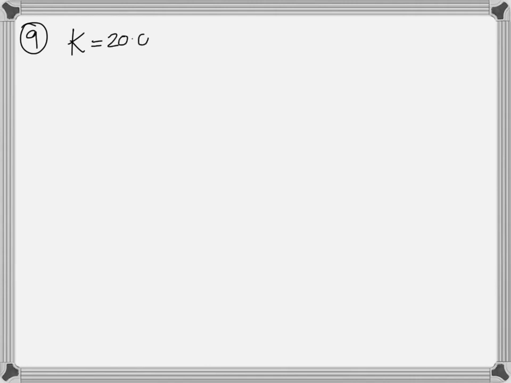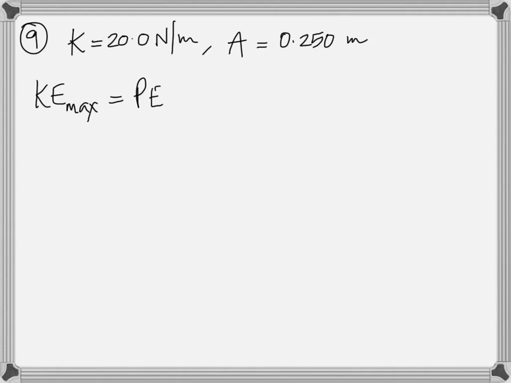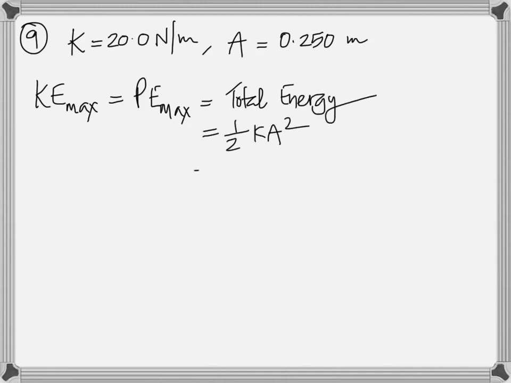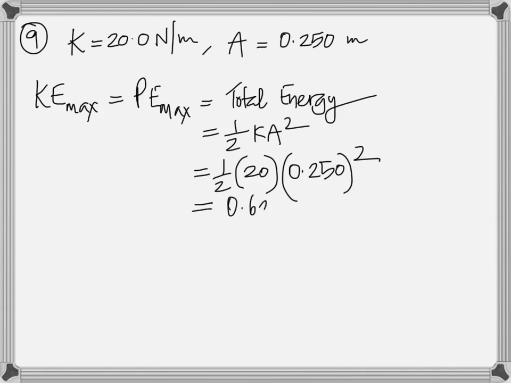In number 9, you have to find the maximum kinetic energy. And you know the maximum kinetic energy is the same as the total energy. Therefore, in fact, that's also equal to the maximum potential energy. So you use 1/2 m omega squared A squared, or 1/2 k A squared, which is what you use here. Again, it's 0.625 joules. You have the amplitude, and you have K, which is actually m omega squared.